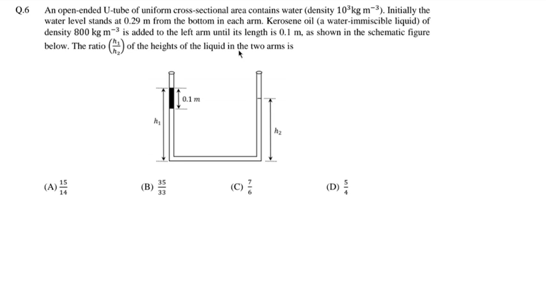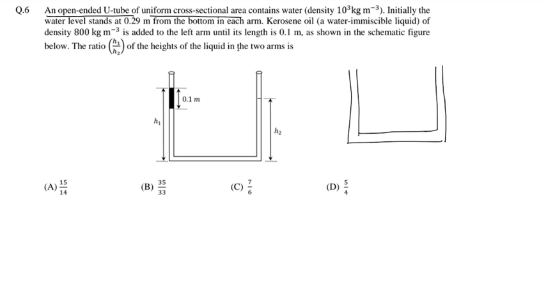So here's a question from the JEE 2020 Paper 1 Physics. The question says, an open-ended U-tube of uniform cross-sectional area contains water, which is obviously of density 1000 kilogram per meter cubed. Initially, the water level stands at 0.29 meters from bottom in each arm. So initially, this situation might have looked something like this. And the water level was the same, with the same height, which is 0.29 meters.